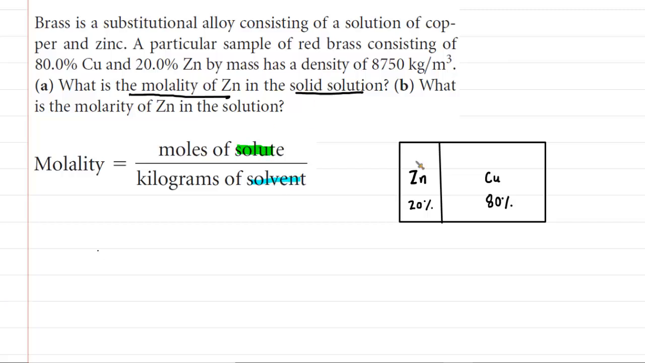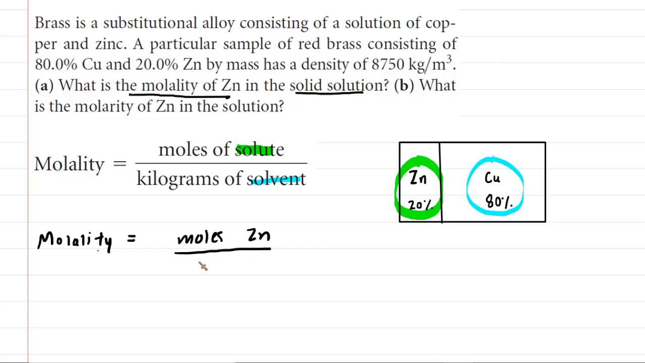Now, of course, the solute is the component that is present in lesser abundance. We were told that the solution is 20% zinc by mass, so zinc would be present in lesser abundance, and therefore it is our solute. And then the copper is 80% by mass, and so that would be present in greater abundance, making it the solvent. So, in other words, we can rewrite the molality equation a little bit more specifically here. We can say that it equals the moles of zinc, divided by the kilograms of the copper.